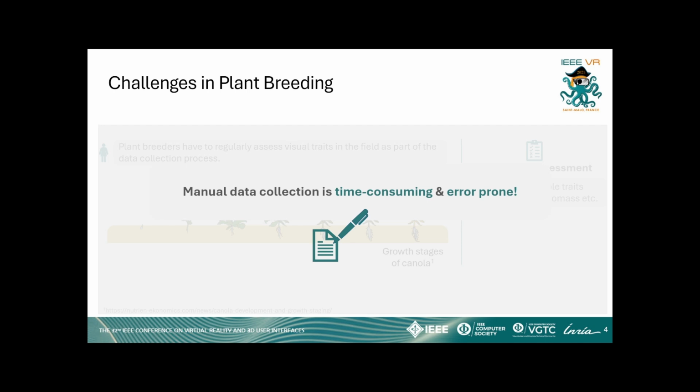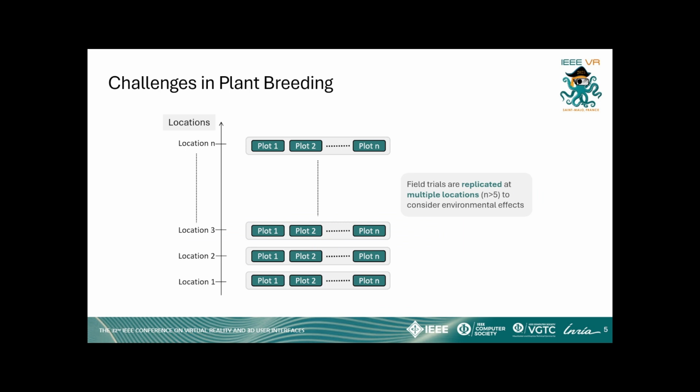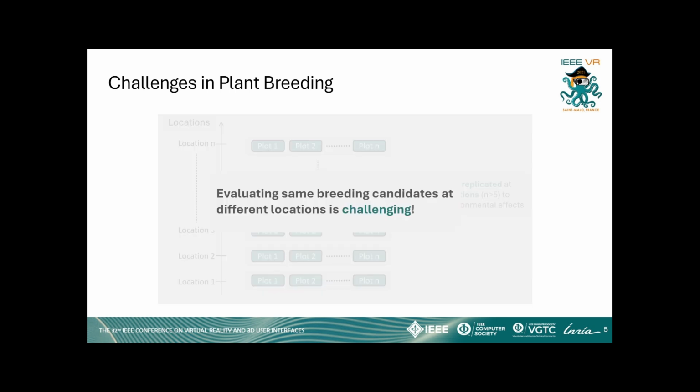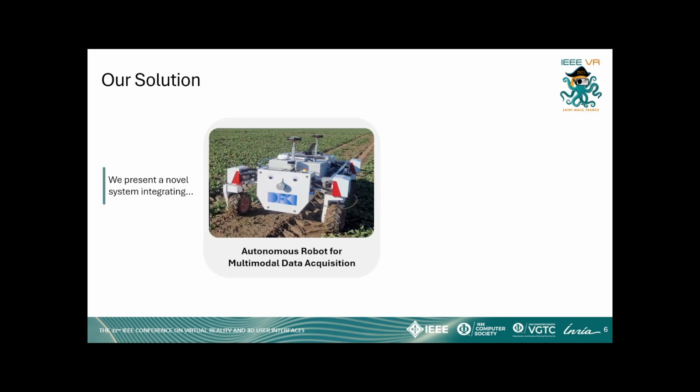Most breeding organizations still rely on data collection with paper and pen, while only few have adopted electronic devices such as tablets. Furthermore, field trials are replicated at multiple locations to find a robust variety which performs well in different environmental effects. With traditional methods, it is difficult to evaluate the same breeding candidate at different locations with precision.